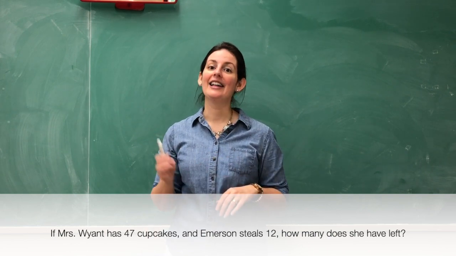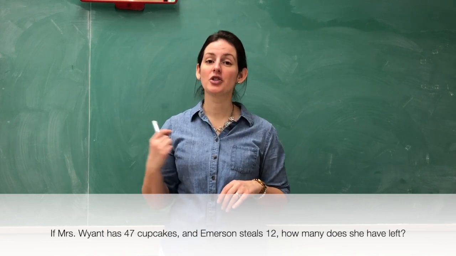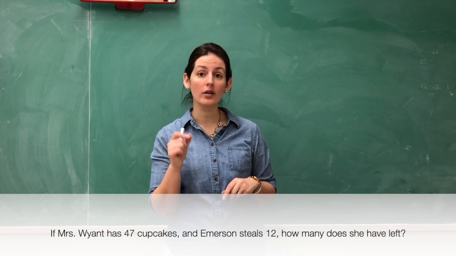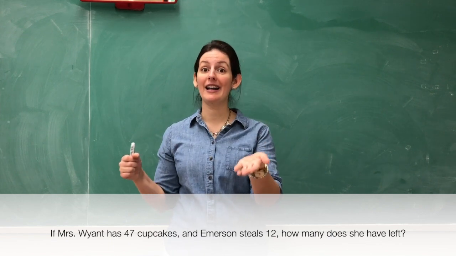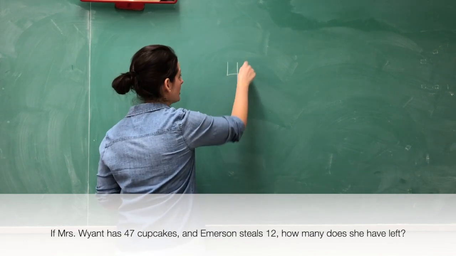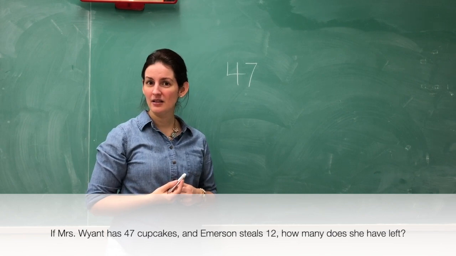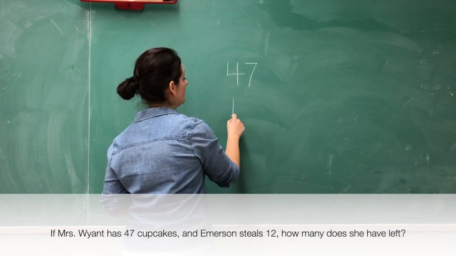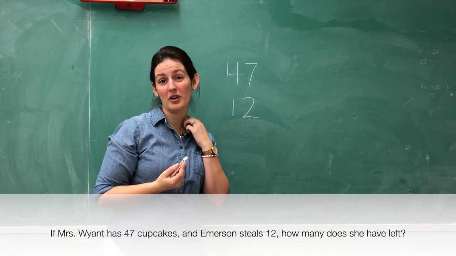All right, when I look at a word problem, sometimes I like to take my pencil or my chalk and circle or highlight important things. So do you see any important numbers that we might need? Okay, well, Mrs. Wyant has how many cupcakes? 47. That seems important to me. How many does Emerson steal? He takes away 12, okay. Now, I'm writing them in a tower. Sometimes they won't work that way for you.